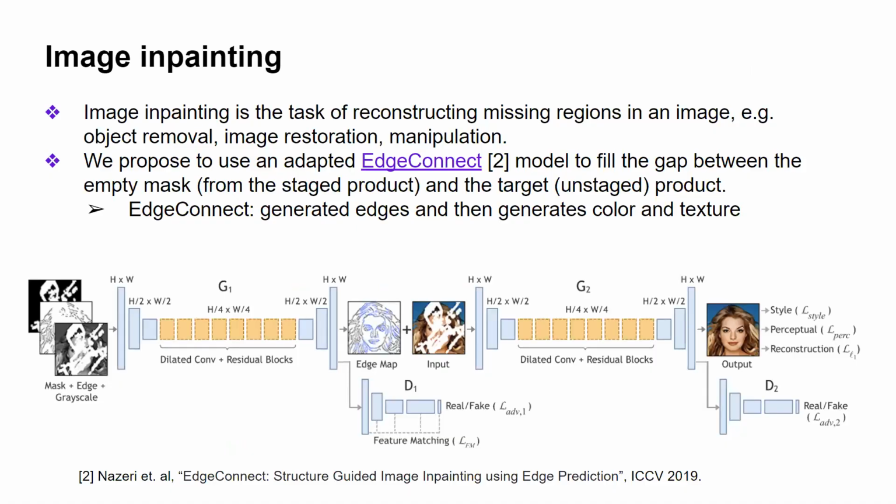Image in-painting is the task of reconstructing missing regions in an image. And there's a model called Edge Connect that we leveraged. Edge Connect is based on generating edges and then generating the color and texture. So it does it in two phases.